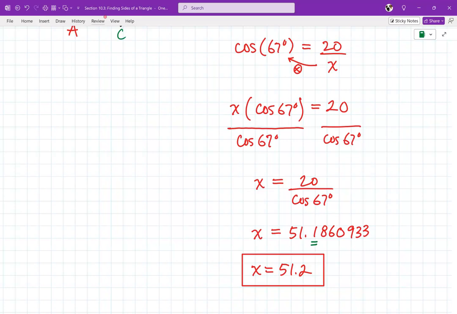Okay? So this is what your homework is going to be like. You're basically trying to find the missing piece. Maybe it's a hypotenuse, maybe it's an opposite side, maybe it's an adjacent side. They're going to give you an angle. Once they give you the angle, use the angle, the side definitions, and the trig functions to find the missing pieces.